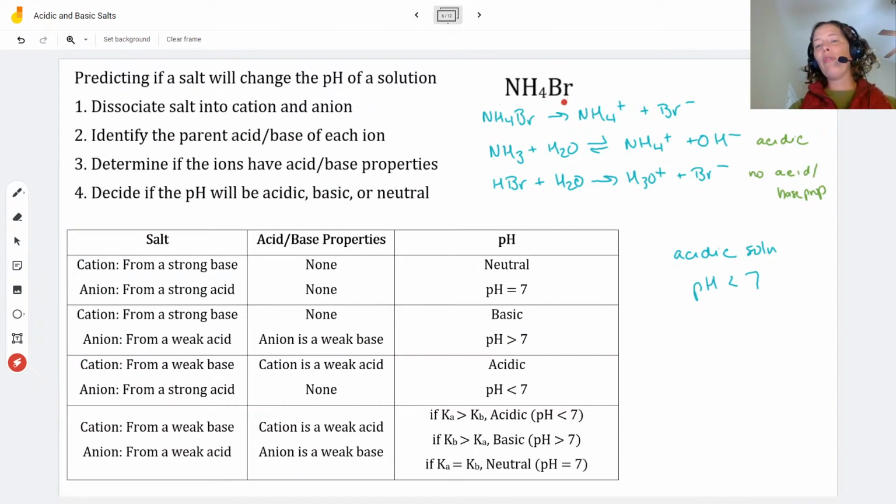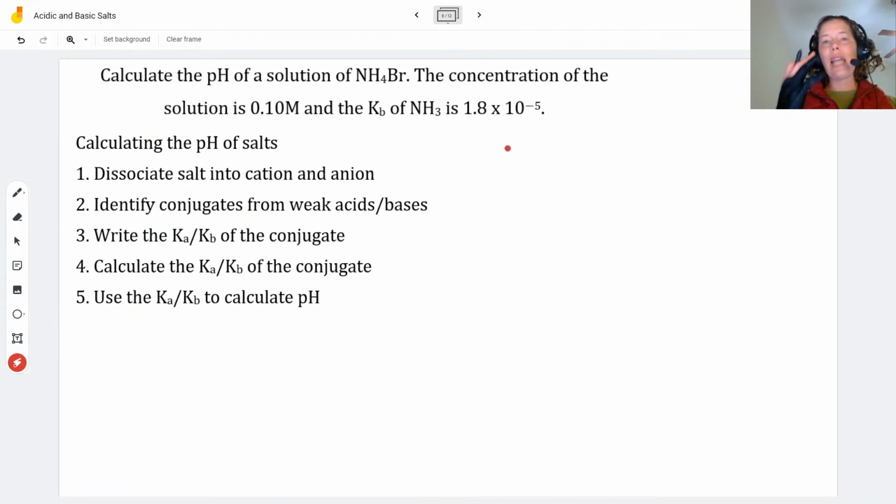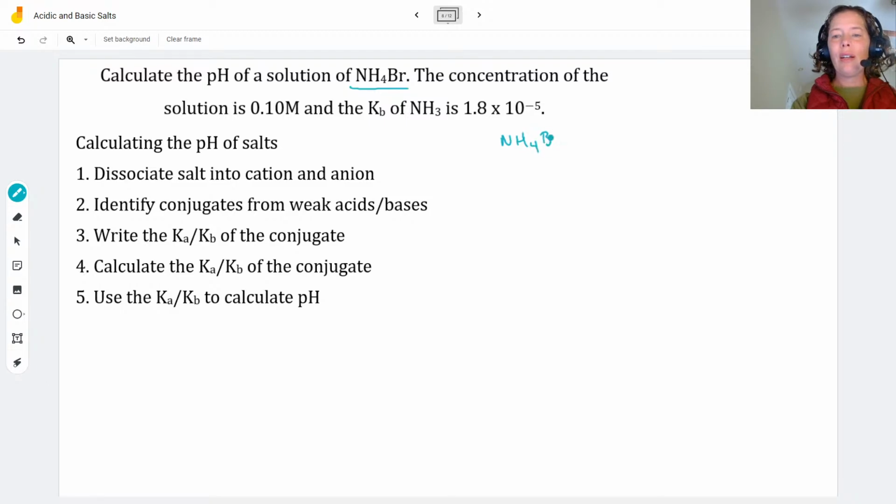We've already determined that this is going to be an acidic solution because we've got a weak acid in solution. So now we're actually going to practice calculating what the pH is. I'm still just going to take my original salt here and break it up. We have already done this, but when you're starting this problem from scratch, you're still going to want to break this up into a cation and an anion.